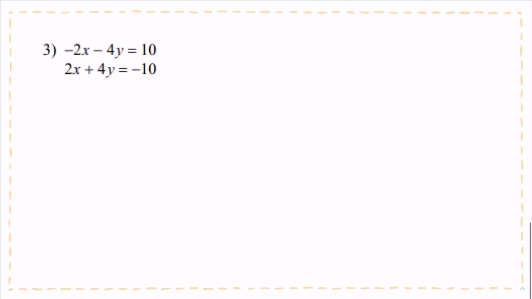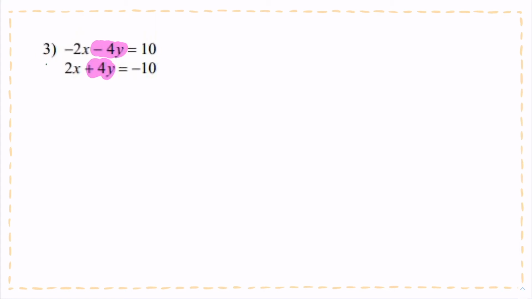Try this next one on your own. All right, let's look. Do we have any additive inverses? Okay, so you probably either noticed negative 2x and 2x, or maybe you noticed negative 4y and 4y. Maybe you even noticed both and you were a little confused. So when we add here, we get negative 2x plus 2x is 0. Negative 4y plus 4y is 0. So our left-hand side, we have 0 equals. And then 10 plus negative 10 is also 0.